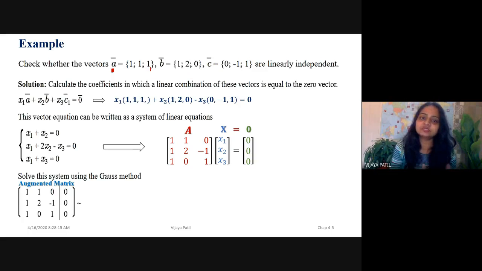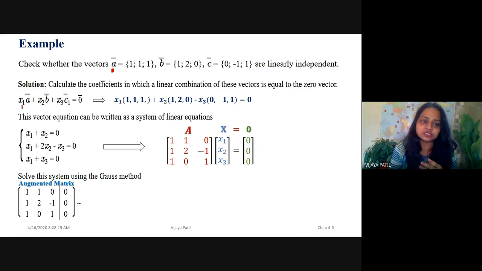If there is a difference in the number of components, you can't go for linear dependence or independence. As we have seen, if I have 3 vectors, I need 3 coefficients. I'm not changing the notation here; let me go with the same one, that is x1, x2, and x3. These are the 3 coefficients I've taken.